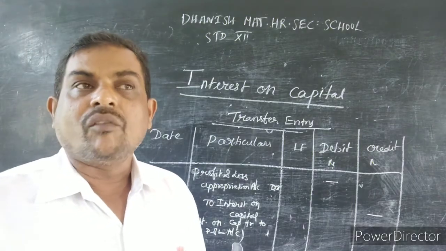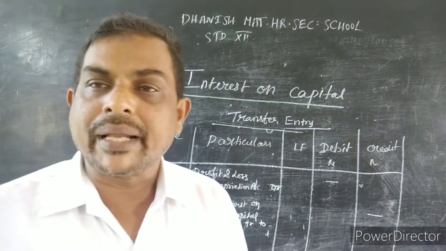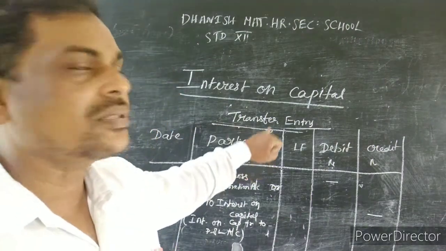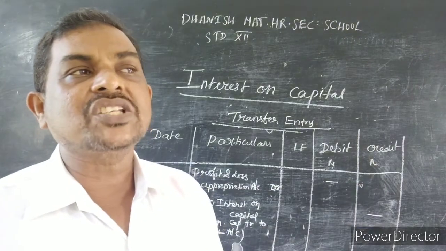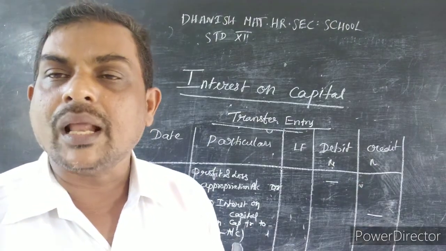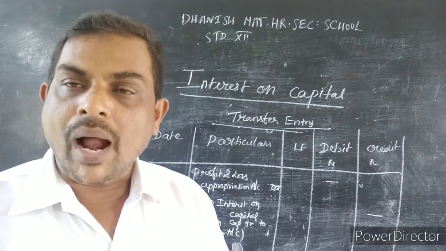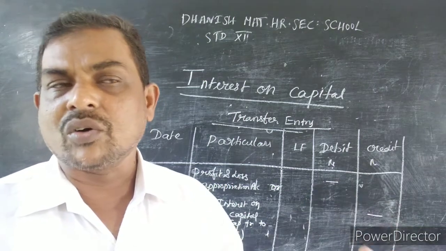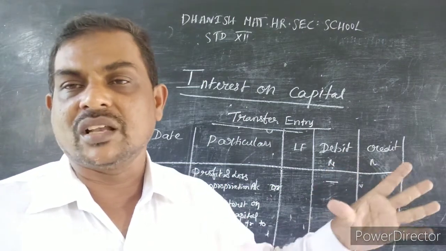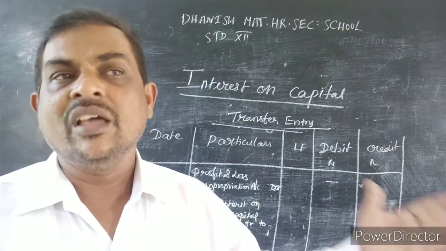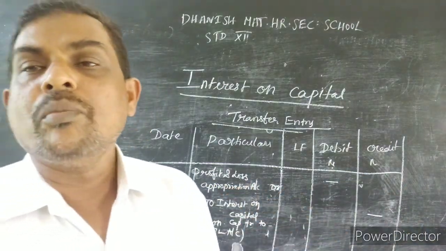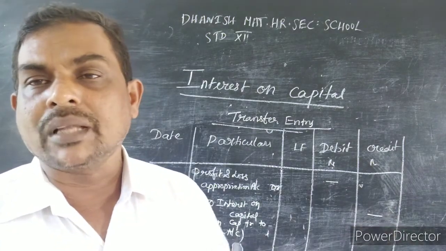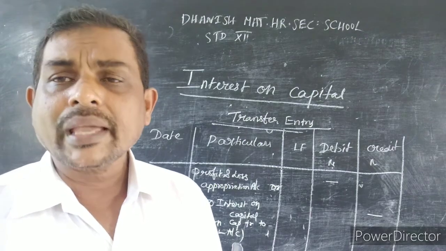Once again I will teach you what is the adjusting entry for interest on capital. If they ask in the examination, you have to write date, particulars, LF, debit, credit. What is the adjusting entry? Interest on capital account debtor to partners' capital account or current account. Either capital account or current account, it is mentioned in the question itself. So whether it is a fixed capital or fluctuating capital: fixed capital means you have to write two partners' current account. If fluctuating capital method, it means two partners' capital account.